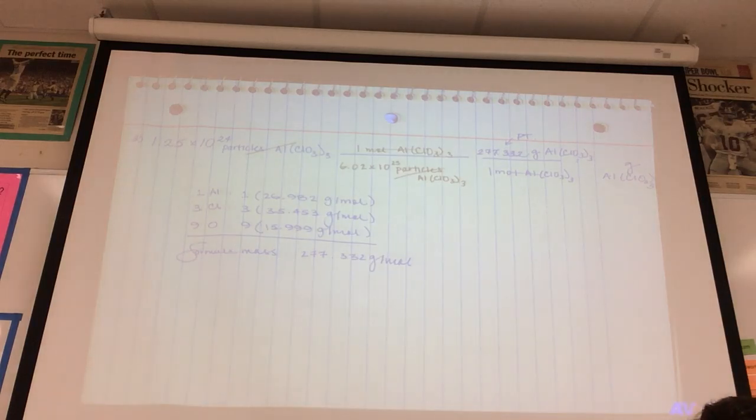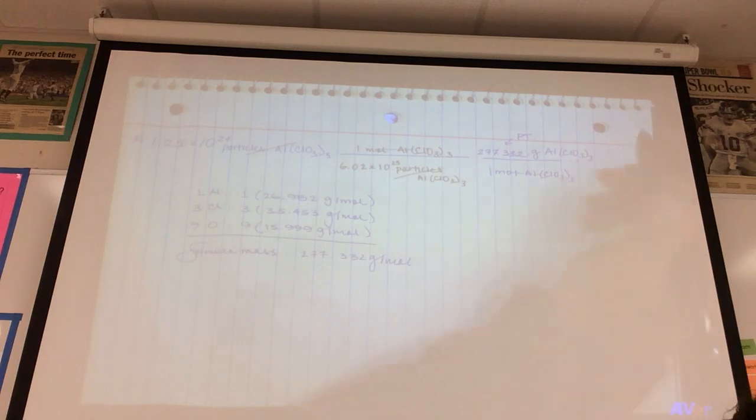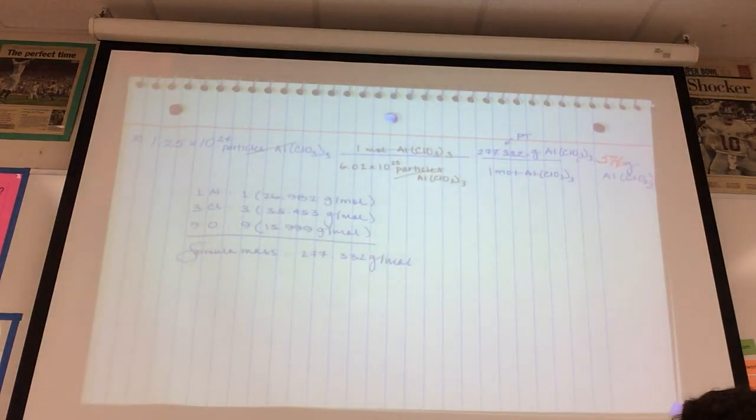Multiply the numerators. Divide by the denominator. And you have 576 grams. Yep.